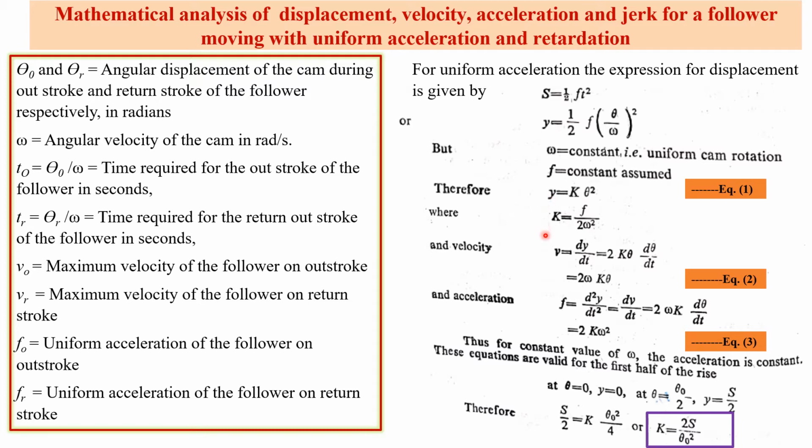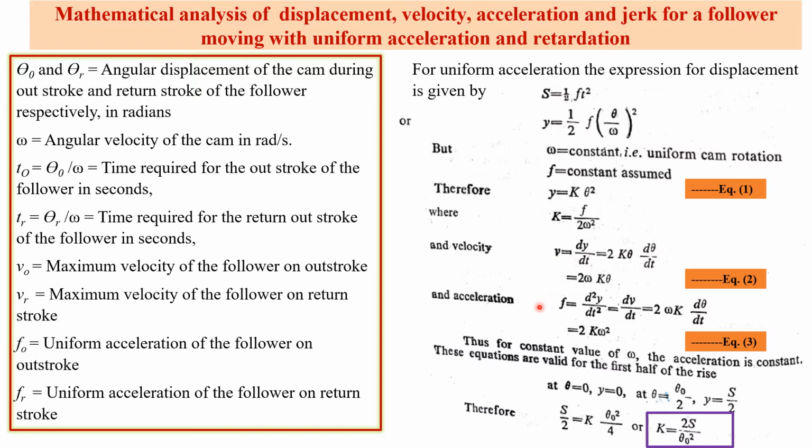When we differentiate equation number 1 with respect to time, what we get is the velocity. So velocity v is equal to dy by dt. Differentiating equation number 1 with respect to time, we get twice k theta into d theta by dt. D theta by dt is nothing but the angular velocity of the cam, omega. So it can further be written as twice k omega into theta. This is equation number 2, which is basically for the velocity of the follower.